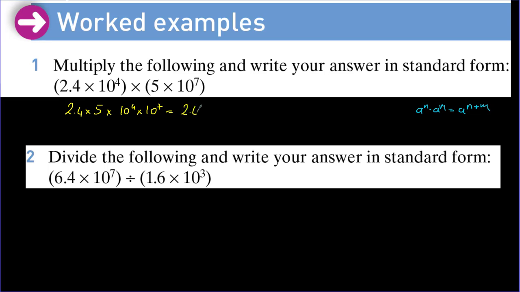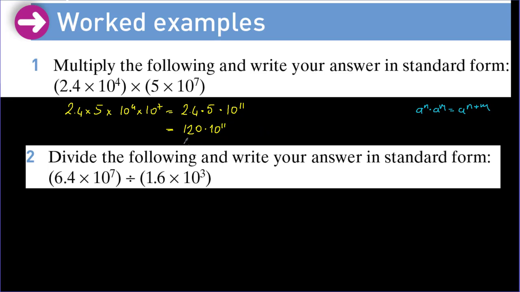So 10 to the power of 4 times 10 to the power of 7 is equal to 10 to the power of 11. Now let's multiply these two numbers. 2.4 times 5: if we multiply 24 by 5, it is equal to 96 plus 24, which is 120. So we get 120 times 10 to the power of 11.